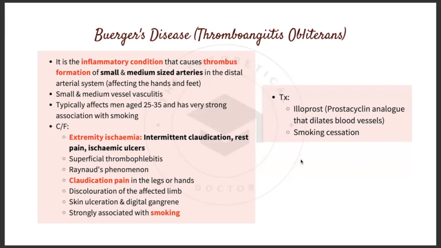Buerger's disease, another word for it would be thromboangiitis obliterans. They're the same. It is an inflammatory condition that causes thrombus formation of small and medium-sized arteries in the distal arterial system, usually affecting the hands and feet, more so the feet. Typically affects men aged 25 to 35 years old and has very strong association with smoking. Usually people who are chain smokers, and they tend to apply lots of pressure on their feet or their static.